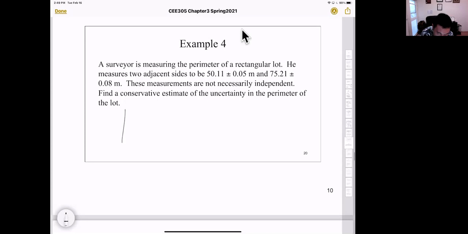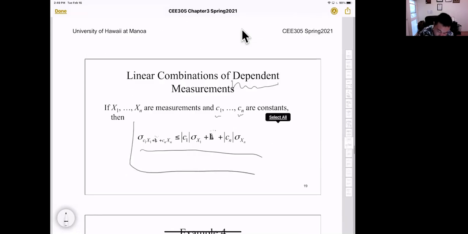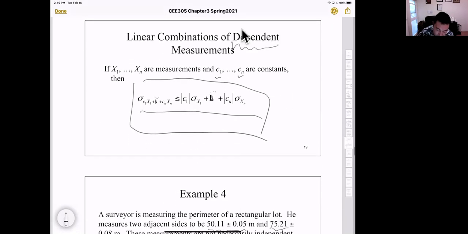This is a previous example, trying to measure the parameters of the lot, x and y. For x, 50.11 plus or minus 0.05, and for y it is this. If we do not know whether these two measurements, x and y, are independent, we need a conservative estimate of the uncertainty. So we are going to use this equation.